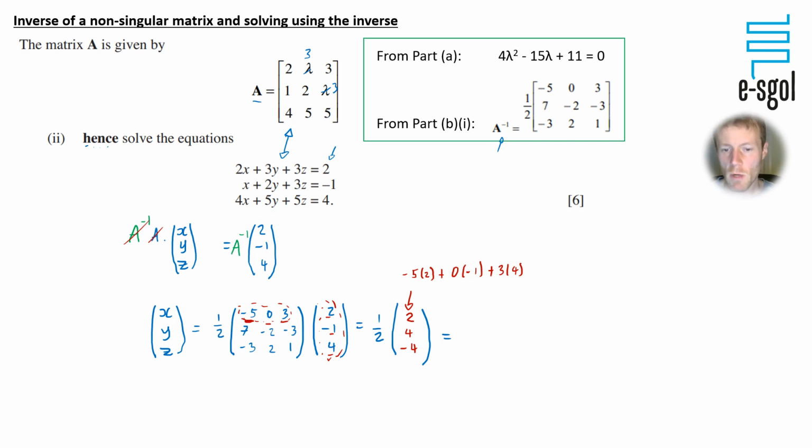And then I suppose we should multiply by the half at the front, so our final answer here is going to be 1, 2 and negative 2. They're actually happy in the mark scheme to leave it there, but I would err on the side of caution and just say that x is 1, y is 2, and z is negative 2. So that's a fairly typical exam question on finding the inverse and then using that to solve equations.